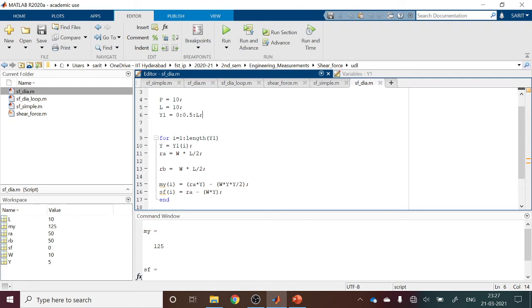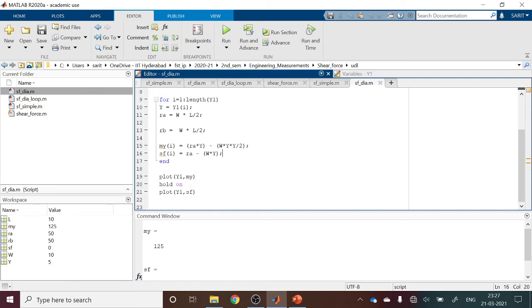So the for loop is running for the total length of y, however many values there are in yi. Up to that time the loop will be running. So the yi value and the RB value are considered, and then my and xy. So total bending moment and shear force for each case we are computing. Same thing. Now we are plotting bending moment and shear force in the same diagram.